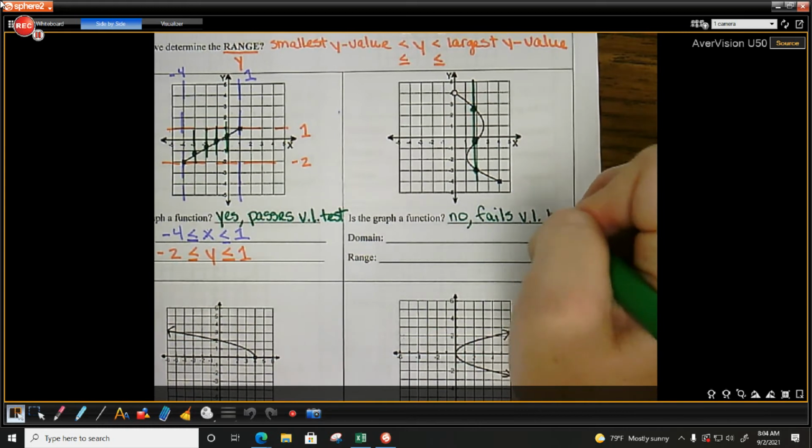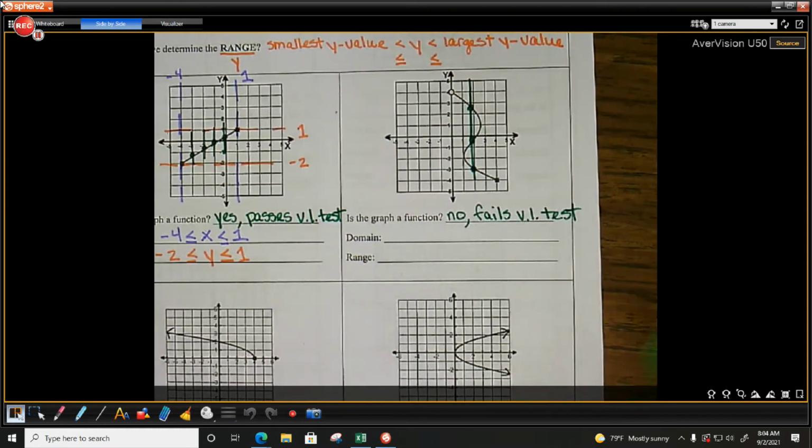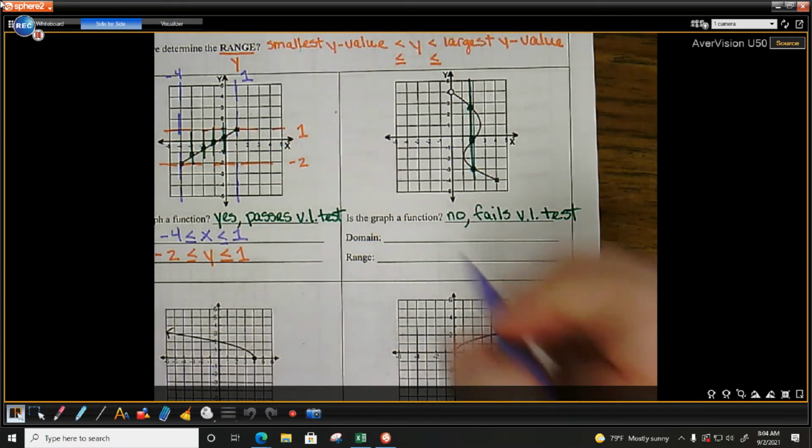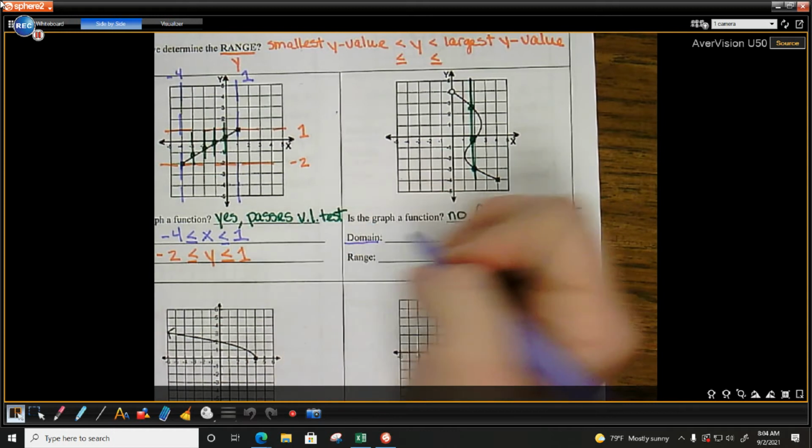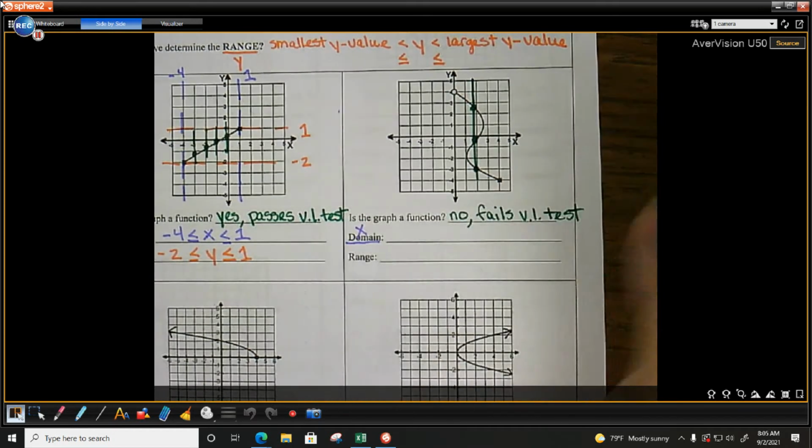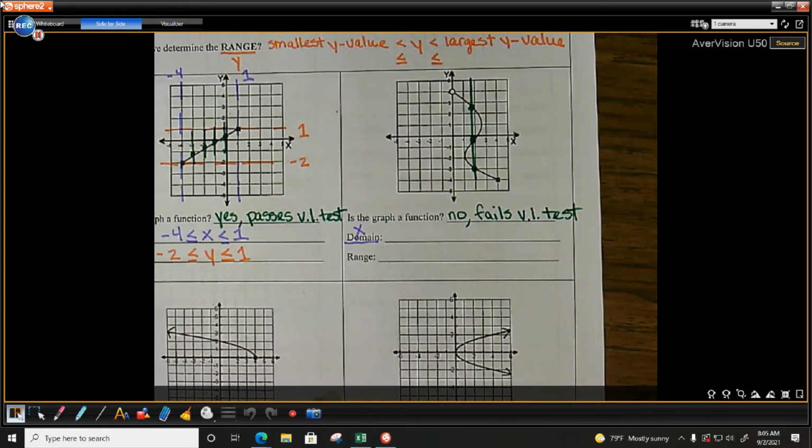Just because it's not a function, it is still continuous because your points are connected. So we're still doing our domain and range using our inequalities. So let's look at our domain. Domain's what variable? x. Okay, so x is your side to side. So draw a line on the left. So where's the furthest to the left?